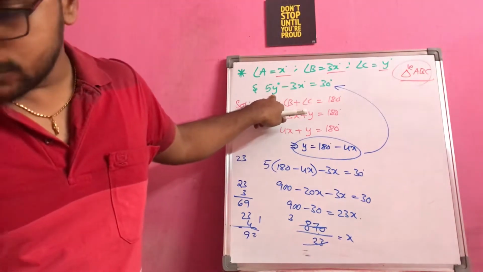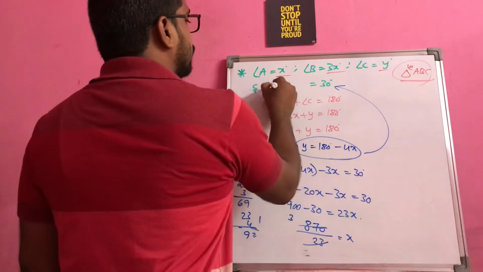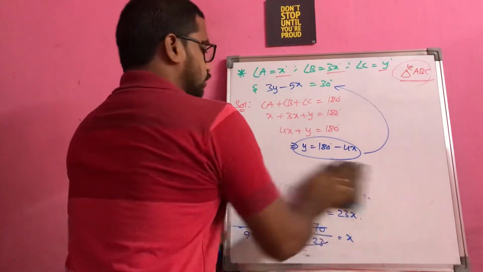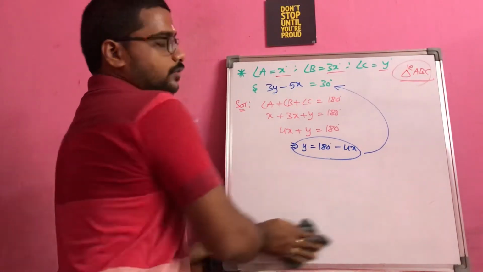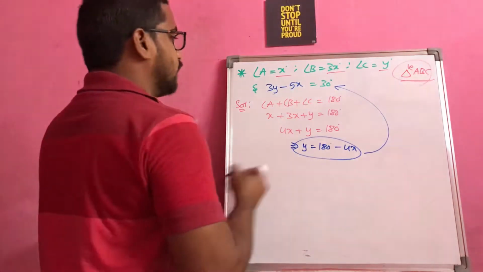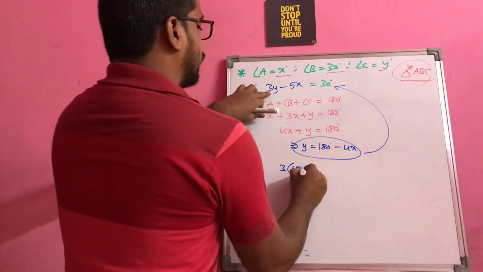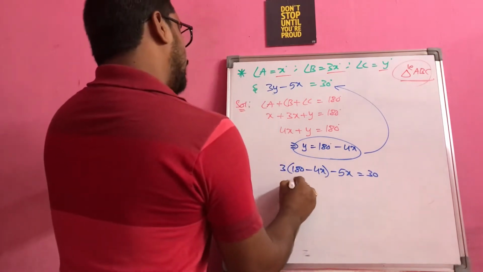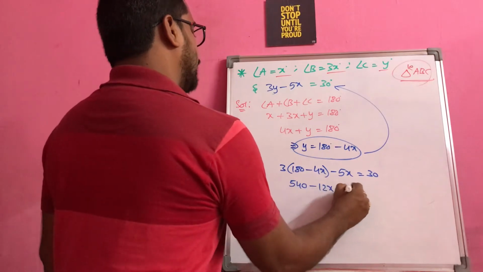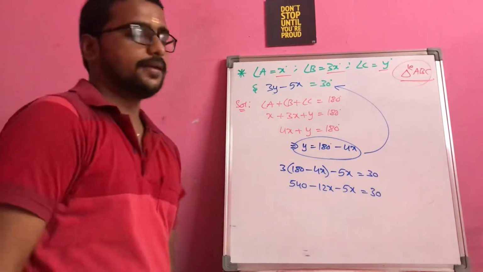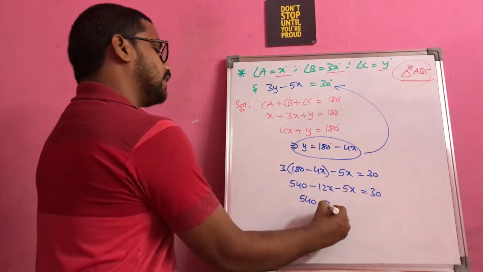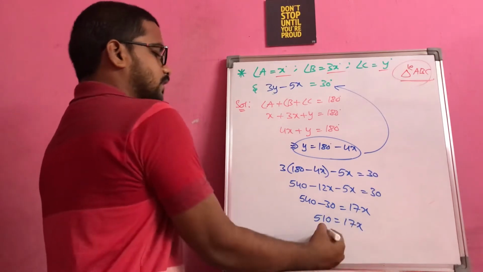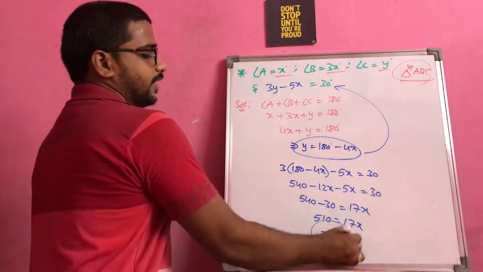Sorry, I had taken the question wrongly. It is 3y minus 5x. Really sorry. So now check this question. 3y minus 5x is equal to 30 degree. So now substitute here. 3 into 180 minus 4x minus 5x is equal to 30. So this is 540 minus 12x minus 5x is equal to 30. So 540 minus 30 is equal to 17x. So 510 is equal to 17x. So x will be equivalent to 30 degree.